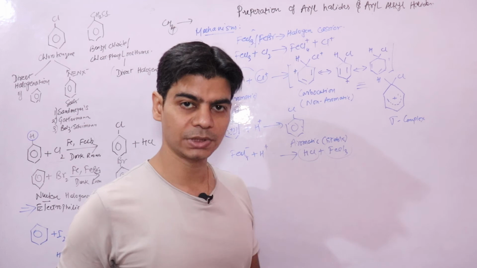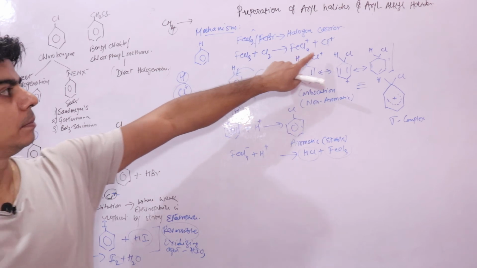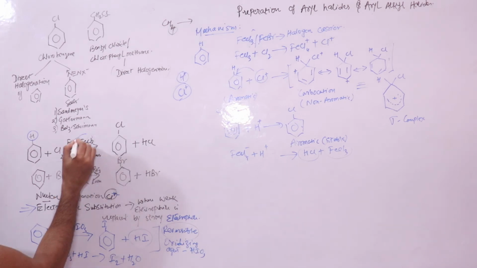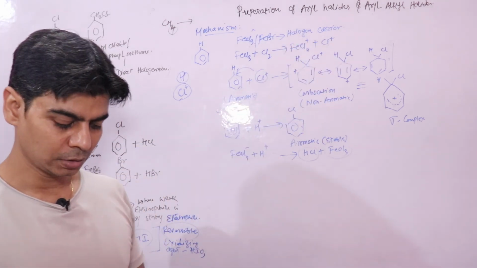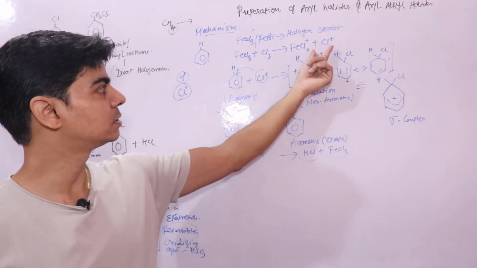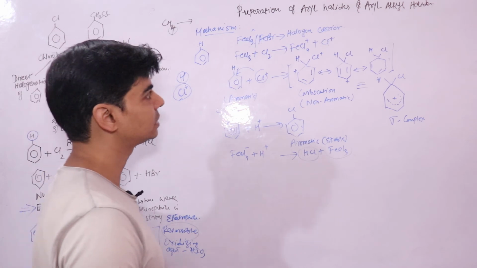Now just remember this, that in these two types of reaction, we have taken benzene. We did direct chlorination of benzene. In direct chlorination of benzene, a chloronium electrophile is generated from the ferric chloride. Ferric chloride is a halogen carrier. The work of a halogen carrier is that it generates this chloronium electrophile, which gets to the benzene ring. So that is why it's a halogen carrier.